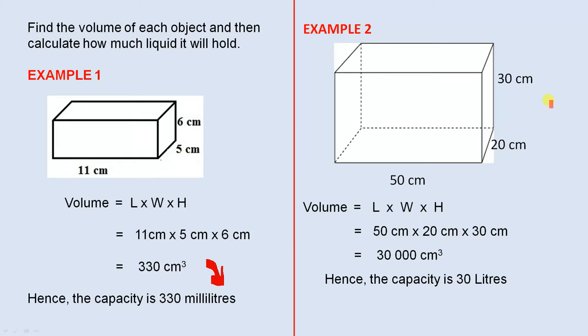Example 2. Here are the measurements of this object. There's the formula for volume. You multiply the three of them together and the volume is 30,000 cubic centimetres. Hence, the capacity is 30 litres. Because 1,000 cubic centimetres will hold a litre. So 30,000 cubic centimetres must be 30 litres.